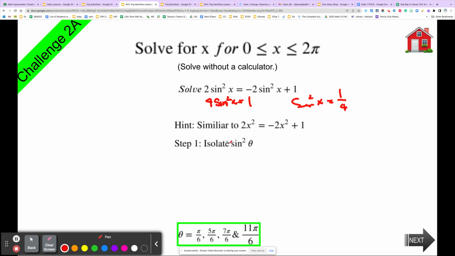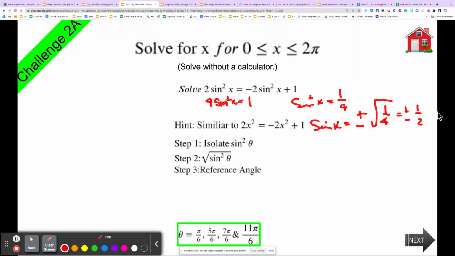Okay, I've isolated that. Now what I want to do is square root that. So now I'm going to have sine x equals plus or minus, because the sign could be positive or negative. When you square it, you're going to get the positive 1/4. The square root of 1/4 simplifies to plus or minus 1/2. Okay, so now I've isolated the sine x. So now what I need to do is figure out what's the reference angle, and to do that I need my triangle. Here's my 60. Here's my 30.